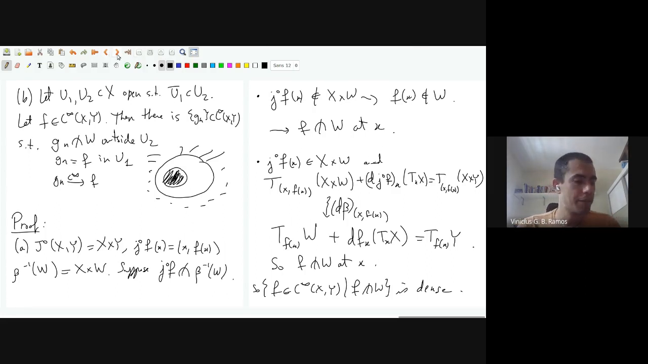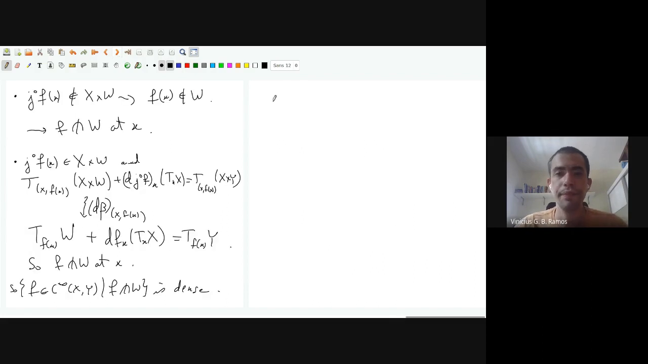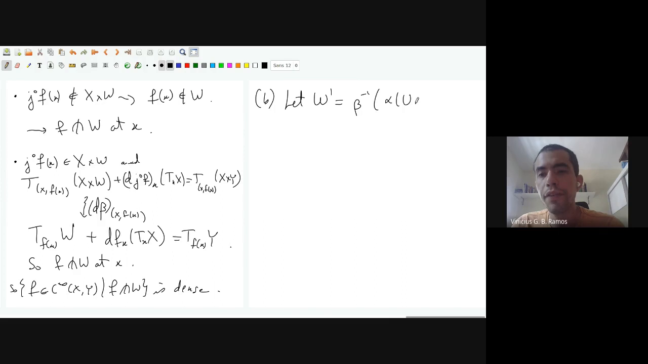Okay, so for the second part, for the relative thing, I'm going to define the following thing. So I'm going to let w prime be x times, or I guess pre-image, it's the same thing, beta inverse of alpha of u2 bar.